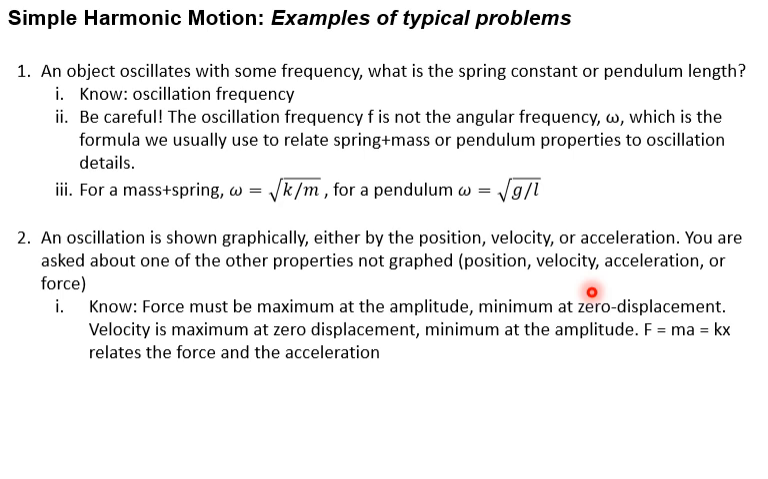And if you think about your oscillations, if the force is a maximum at the amplitude and the minimum at zero displacement, then the acceleration is going to be the same, because F equals ma. Your velocity kind of does the opposite. It's going to have to be a maximum at zero displacement, and it's going to be a minimum at the amplitude.